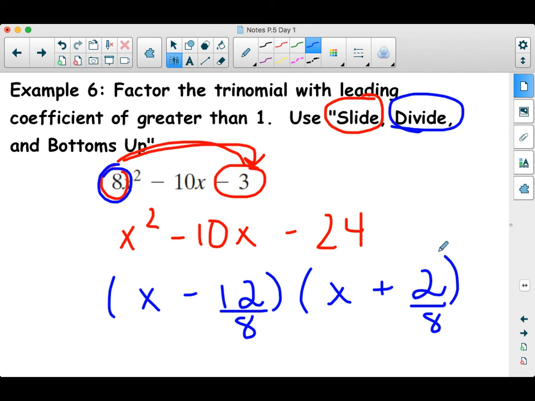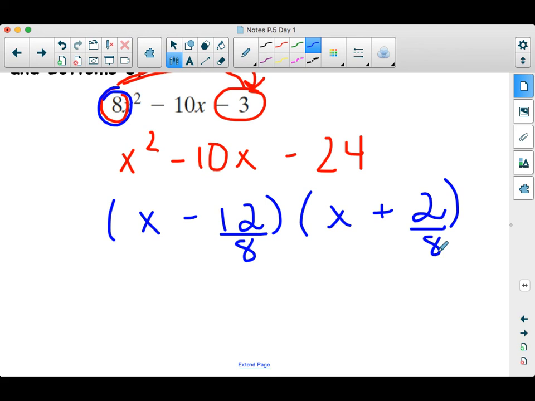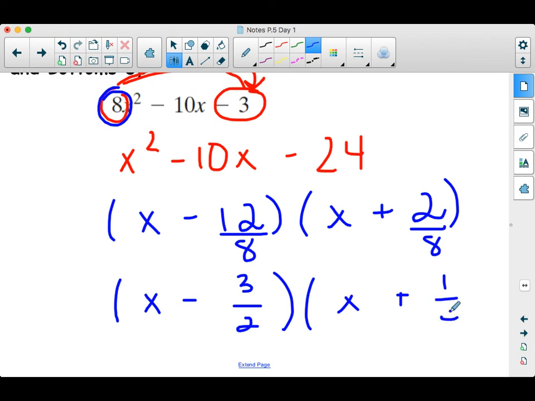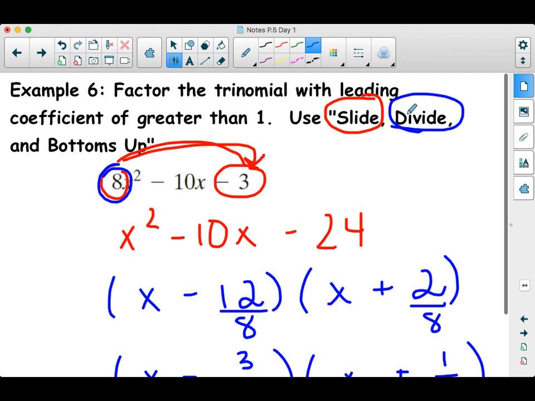Now we need to simplify it. So we're going to simplify those fractions, reduce them down. So the first fraction, negative 12/8, can be divided, both the numerator and denominator, by 4. So that's going to become negative 3 halves, and 1/4. All right, so we've done the slide, we've done the divide.